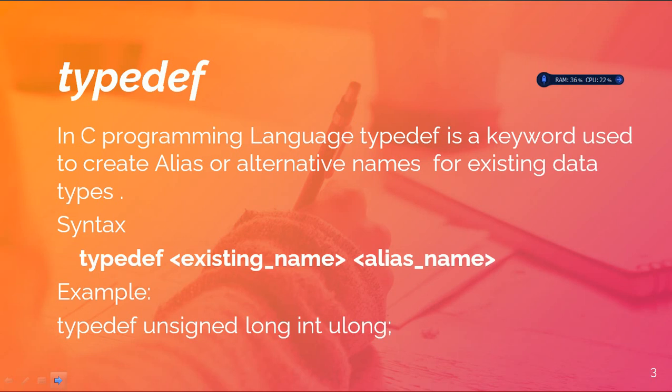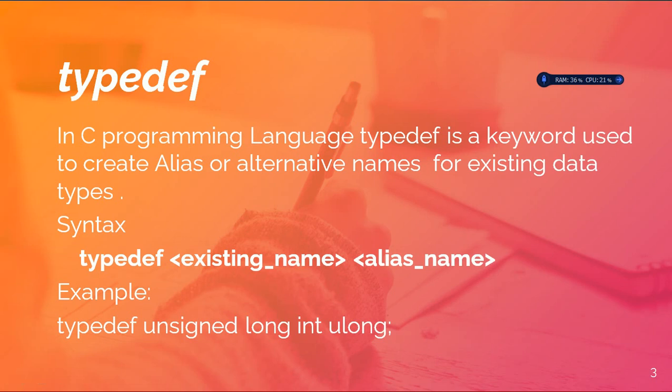Before I explain how we can create a structure by using Typedef, we'll see what Typedef is. In C programming language, Typedef is a keyword which is used to create an alias or an alternative name for an existing data type. It may be a user-defined data type also. Here is the syntax for creating an alias for an existing data type by using Typedef. Typedef is a keyword and we provide an existing data type followed by the alias name.